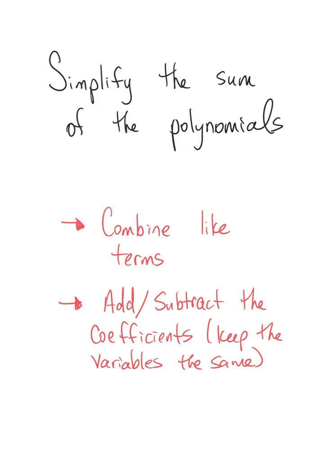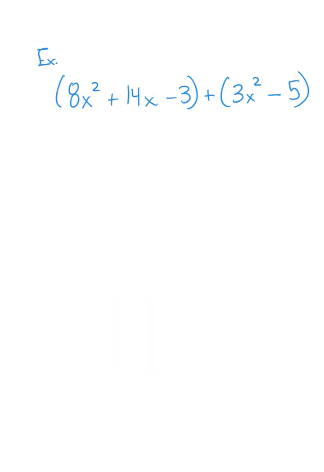And I'm going to do some examples of what this looks like. All right, so this example says, in parentheses, 8x squared plus 14x minus 3 plus, in parentheses, 3x squared minus 5. So when I am doing this problem, I like to write my terms by each other. I get it. You might feel comfortable just doing this in your head. But again, I like to show you why I am adding what I'm adding together.